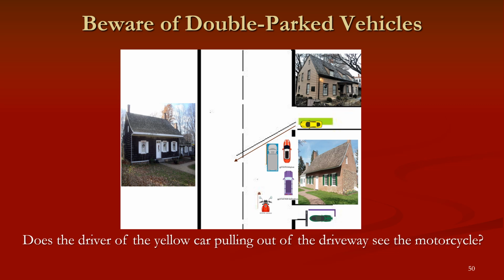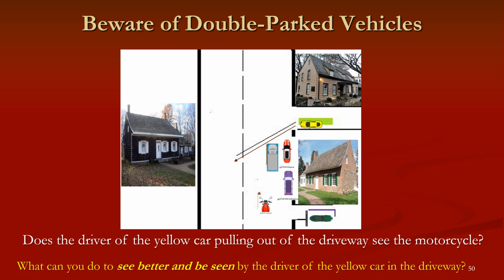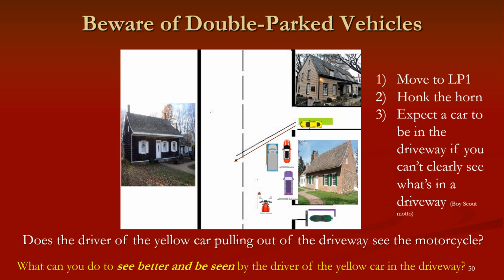Again, a couple of things we can do. Number one, maybe we can move to that LP1 position so we get a better angle when we see that car pull out, and that car will see us as they're pulling out. Maybe we can honk the horn as we're coming by. The other thing is, if you're riding down the street and there's driveways and you can't see what's in a driveway, well, expect a car to be in the driveway. Right? It's that old Boy Scout model, always be prepared. Okay?